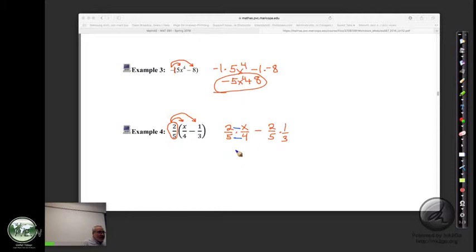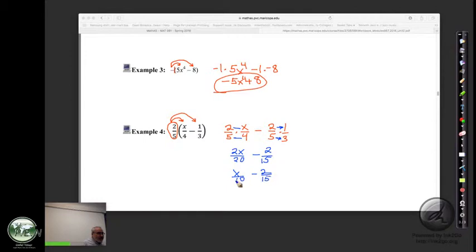What's 2 times x? 2x. What's 5 times 4? 20. Over here, what's 2 times 1? 2. And 5 times 3. That's pretty much it, except what can we do with the 2 and the 20? Reduce it. We can reduce because 2 goes into 20, 10. So we can write this as x over 10, which is 1/10 x, minus 2 over 15.